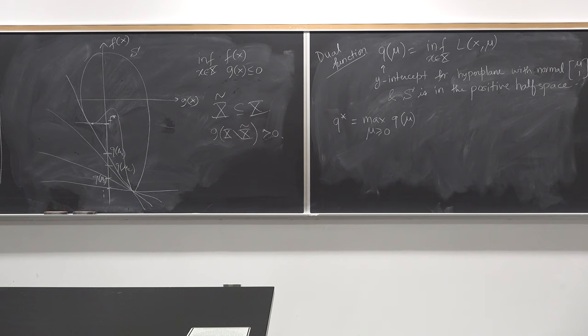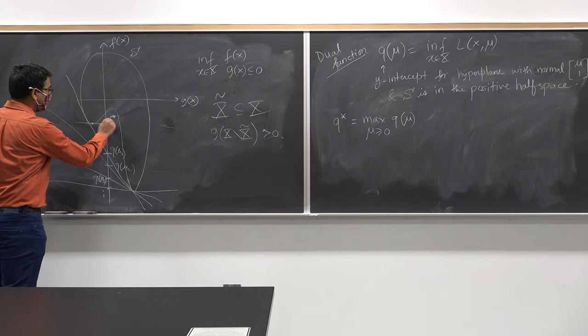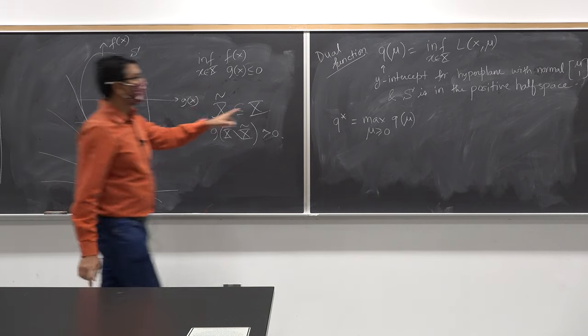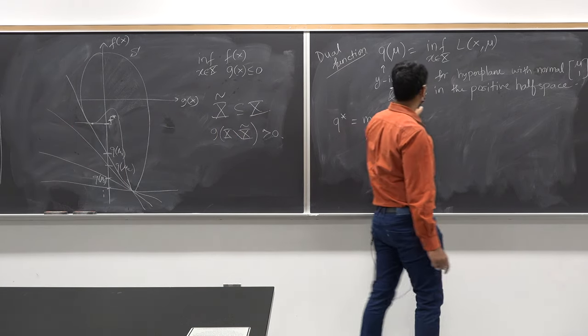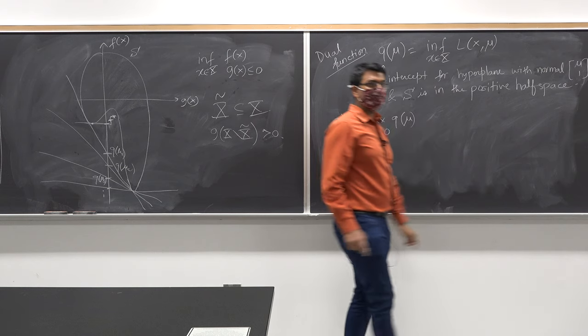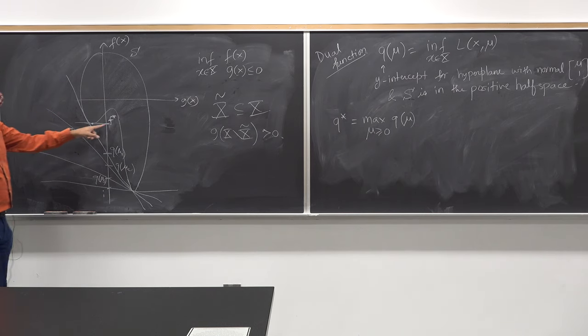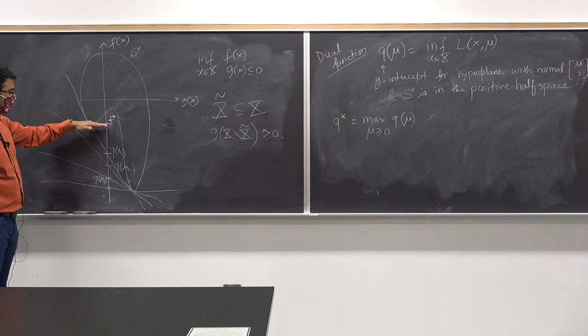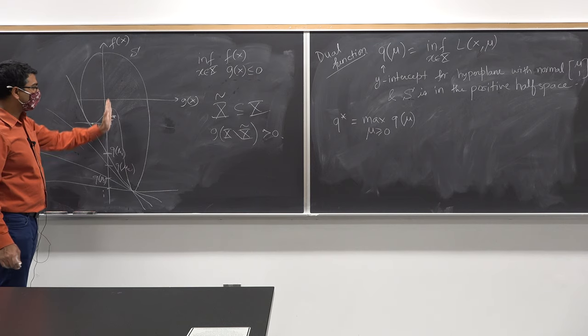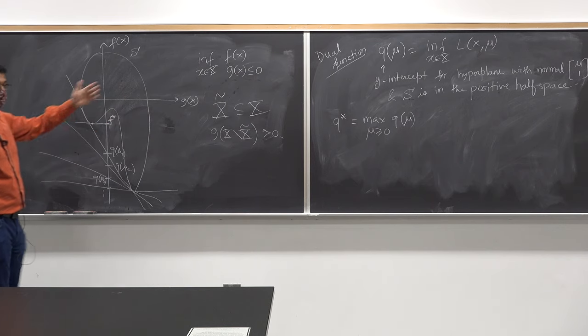Q of mu 1. Okay. Anyone else has a competing solution for Q star? No, this is F star, but there is no hyperplane with normal mu 1 in which S is in the positive half space. Okay, so these are all the hyperplanes that I've drawn where S is in the positive half space. But if I want to pass a hyperplane through F star, it has to cut into the set S, so the S will not be in the positive half space.